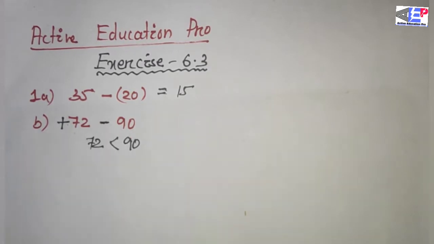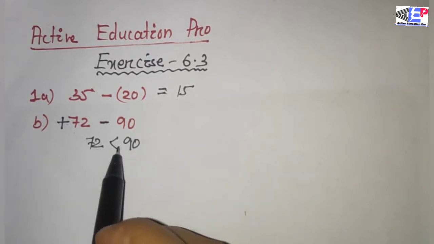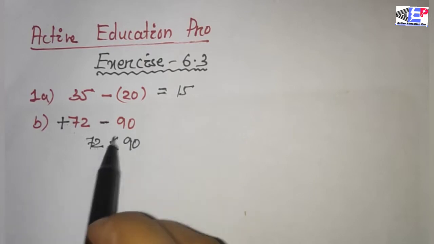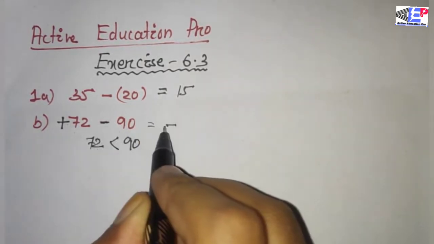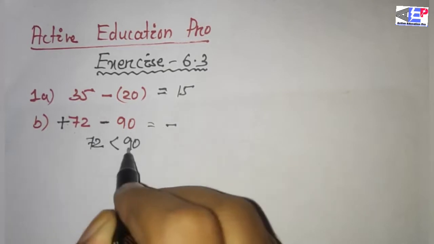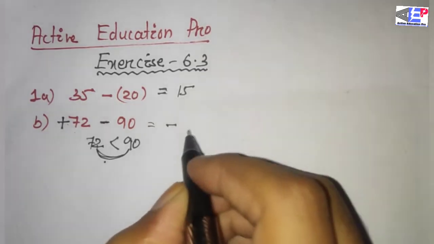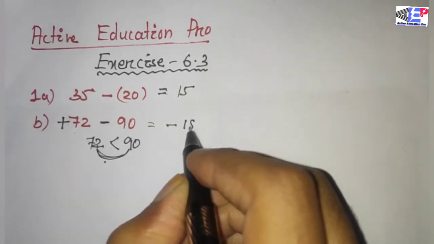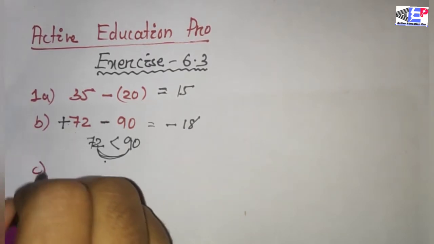So in this case you have to compare the numerical values. This is 72 and this is 90. The numerical value 90 is greater than 72, and the sign of 90 is minus. So put the sign of the higher numerical value, and then subtract the numerical values. Write the difference of the numerical values: 90 minus 72 is 18. So your answer is minus 18. The next, part C.